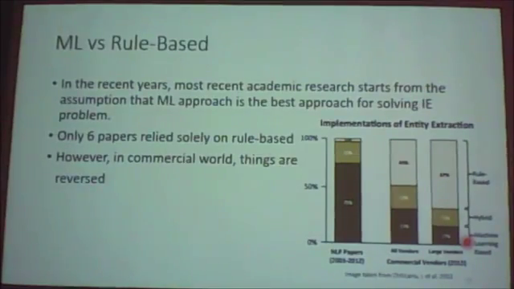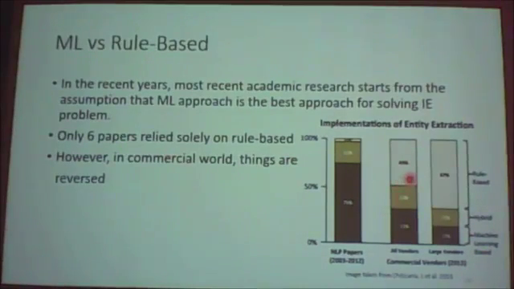So when we talk about these approaches, we often compare machine learning to rule-based. In recent years, most academic research starts from the assumption that the machine learning approach is the best approach for solving the information extraction problem. And from the graph, you can see that from 2003 to 2012, only 6 papers relying solely on rule-based were published. However, in the commercial world, things are totally different.